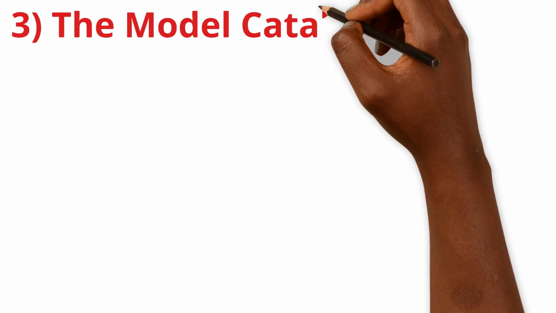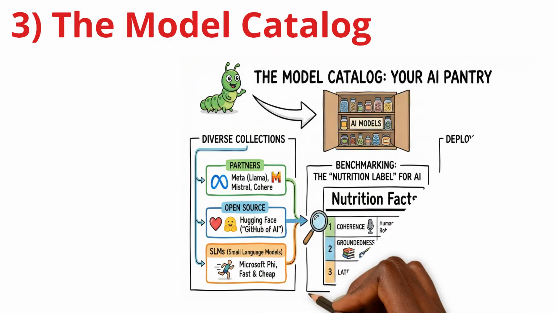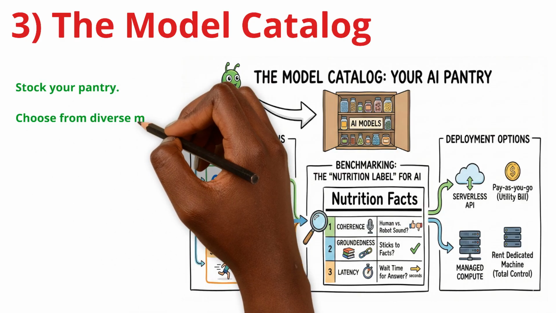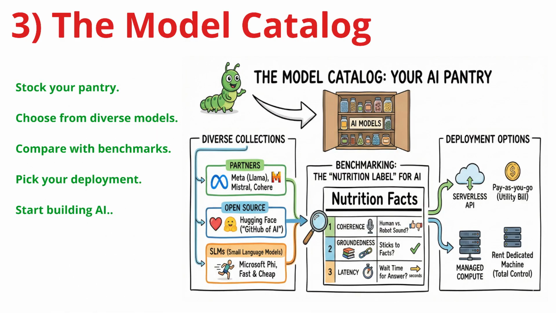Welcome to the Model Catalog, your AI pantry. Just like you'd stock your kitchen with different ingredients, this is where you find the perfect brain for your project. Our diverse collections are organized into 3 main aisles. First, we have partners like Meta and Mistral. Next is the massive open source section from Hugging Face, the GitHub of AI. And for simpler, faster tasks, we have small language models like Microsoft Phi.